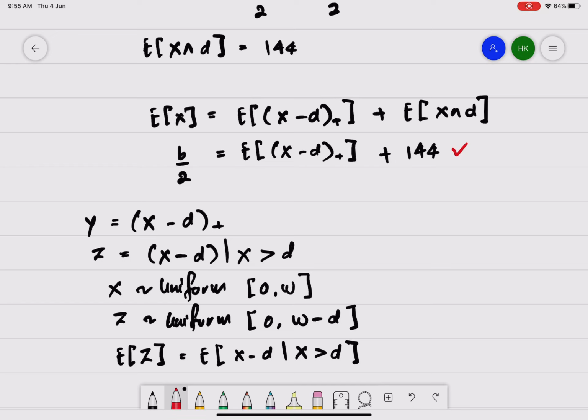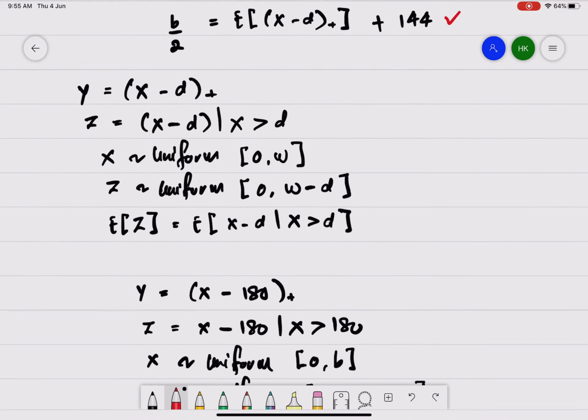Let's say we create a distribution. We create another variable because we don't want to have zero values. So we create X minus D given that X is greater than D. X is uniform from 0 to omega, and Z is uniform from 0 to omega minus D.